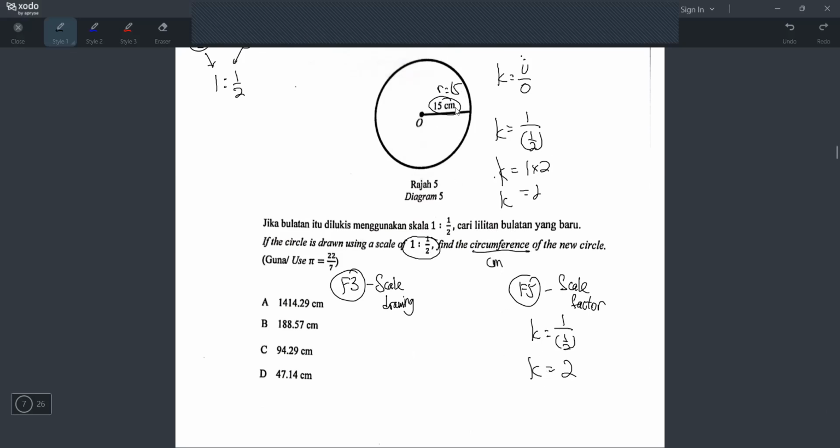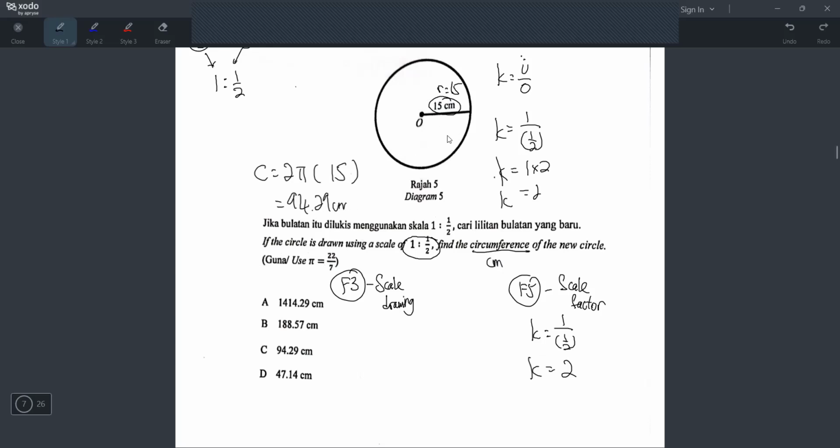First of all, let's find the circumference of the original first. Not area, sorry, the circumference. So how to find the circumference? Circumference formula is 2 pi r, or you can say 2 pi j. So the r here is 15. So you will end up with 2 times 22/7 times 15. Pi, they already said use 22/7. So I will end up with 94.29.